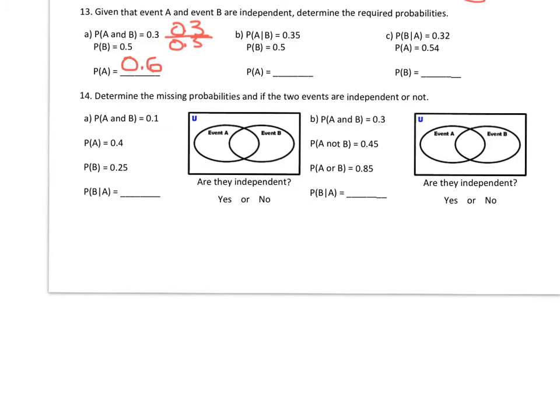Next problem. Assuming that these are independent, that means that it doesn't matter that B happened. The probability of A is 0.35. So that answers our question. Similarly with this one, it doesn't matter that A happened. Probability of B is 0.32. These problems were determining the missing probability and then determining if they're independent or not.